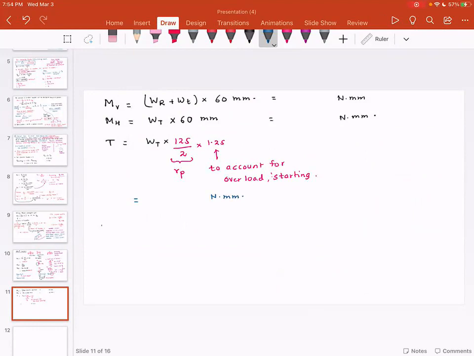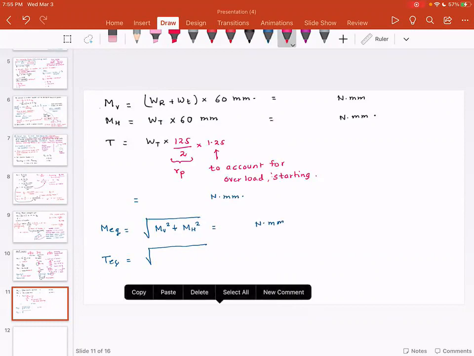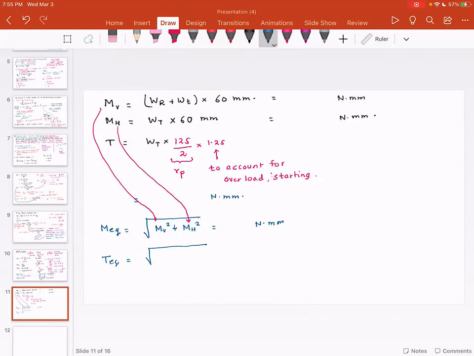So here is the procedure. M equivalent is equal to square root of MV square plus MH square. T equivalent is equal to square root of M equivalent square plus T square. This will give you Newton millimeter. So you will substitute this value here, this value here, and next part is M equivalent square plus T square.